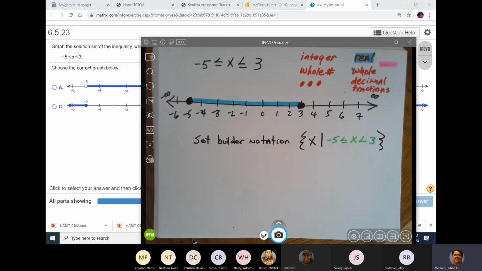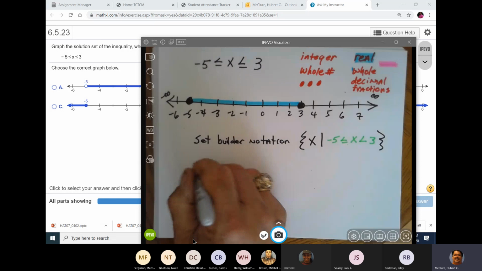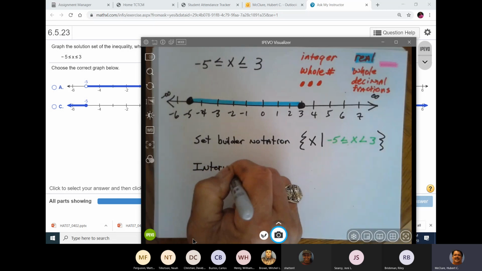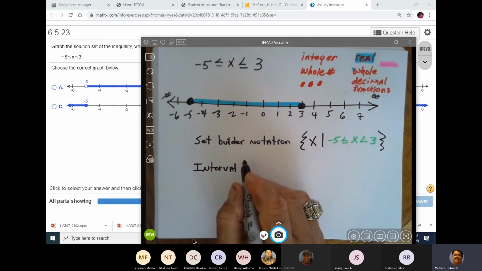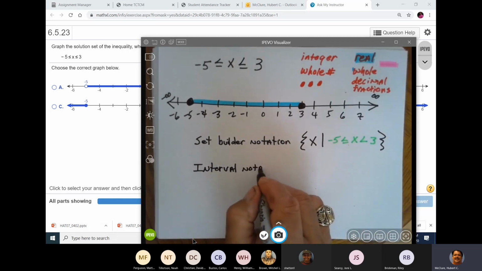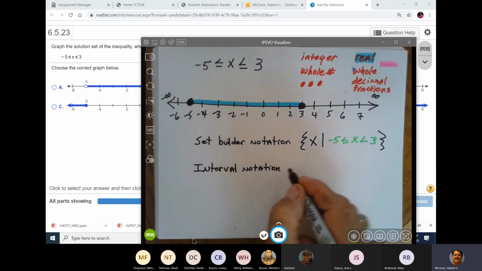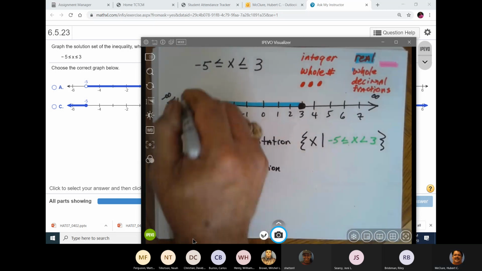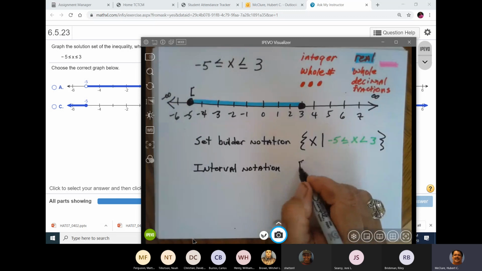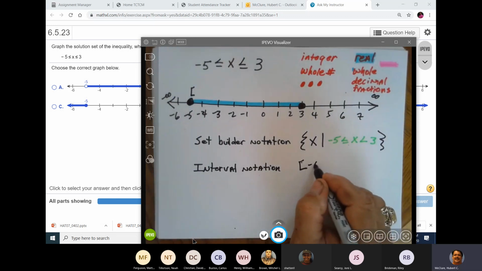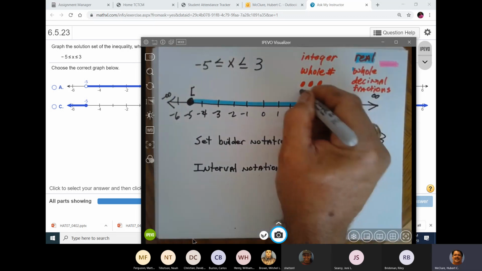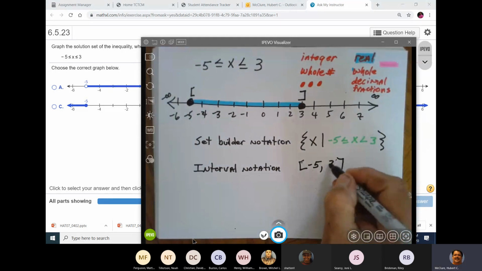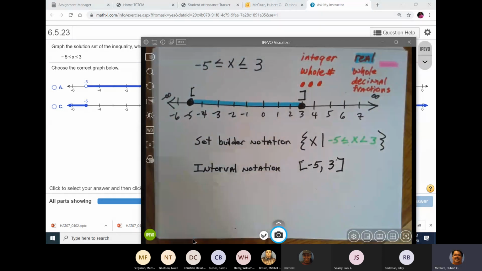For interval notation, you just read the number line. And all of us read from left to right. Even though some of y'all try to read right to left and diagonally when you get to math. I don't know why you do that. Some of y'all do, teach the students in general, not anybody in here. But bracket -5, comma, 3 bracket. And that's interval notation.